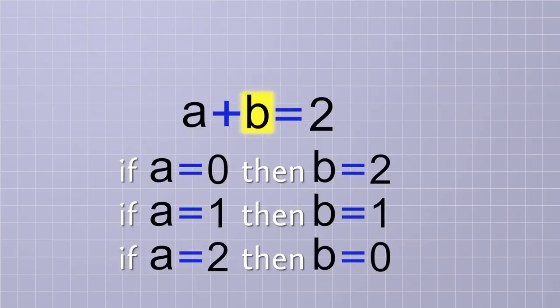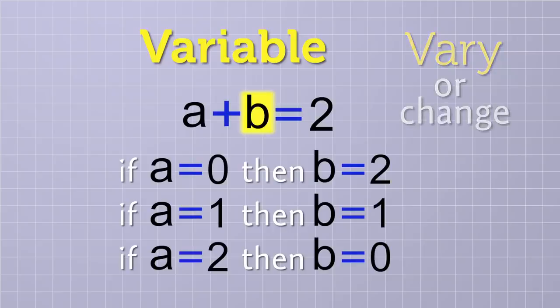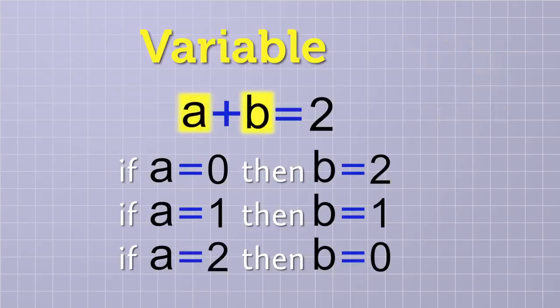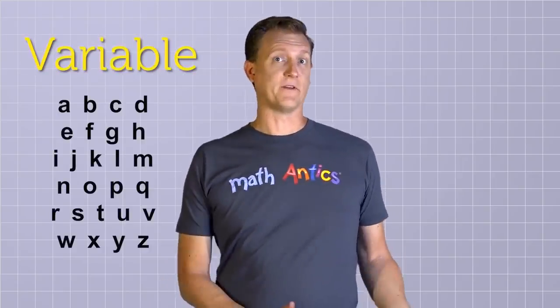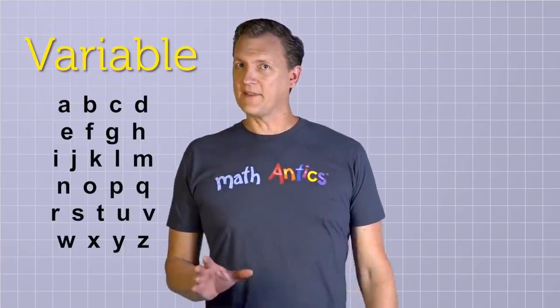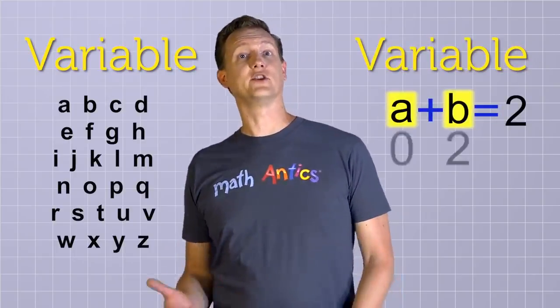b can't have two different values at the same time, but its value can change over time if the value of a changes. In algebra, b is what's called a variable because its value can vary or change. In fact, in this equation, both a and b are variables because their values will change depending on the value of each other. Actually, it's really common in algebra to refer to any letter as a variable, since letters can stand for different values in different problems. But at Mathematics, we'll usually just use the word variable when we're talking about values that can change or vary in the same problem.